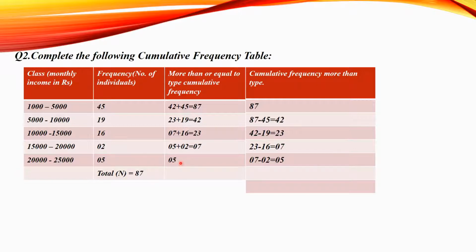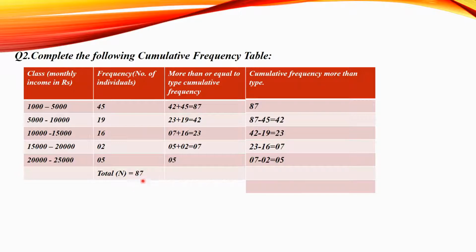Now, to learn about cumulative frequency which is more than type, we will start from the bottom. So 5 will come in the last row. 5 plus 2 will be 7. 7 plus 16 is 23. 23 plus 19 is 42. 42 plus 45 is 87.